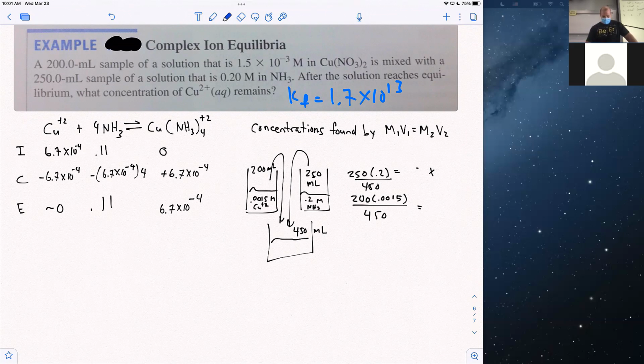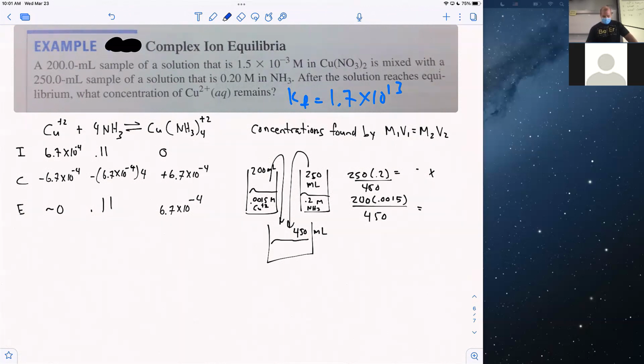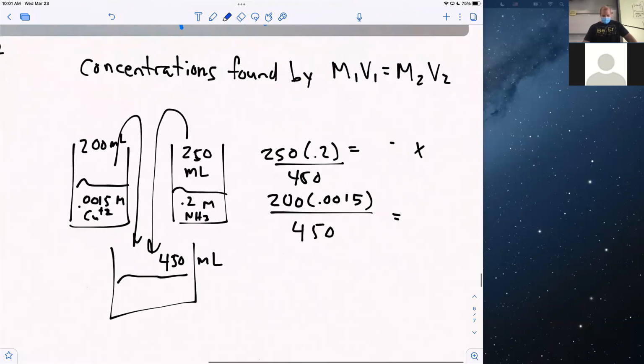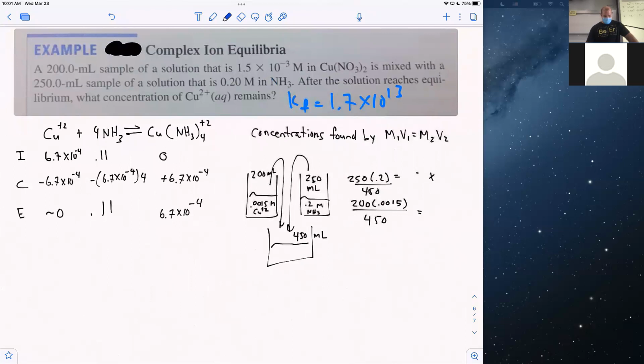We have a 200 milliliter and a 250 milliliter solution, and you mix them together. I've done the setup already for you. Because you've diluted it, the initial concentration of copper is 6.7 times 10⁻⁴, and the concentration of ammonia is 0.11. That's after it's been diluted.